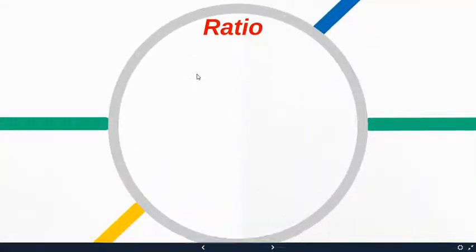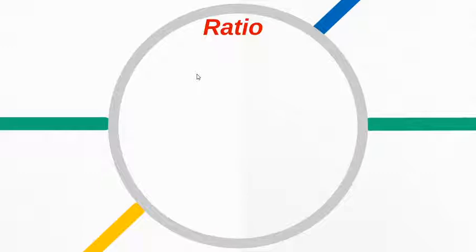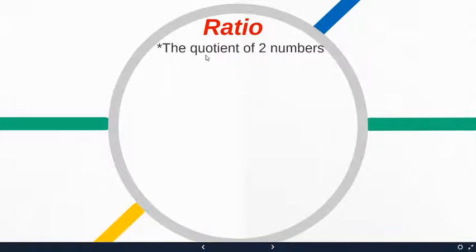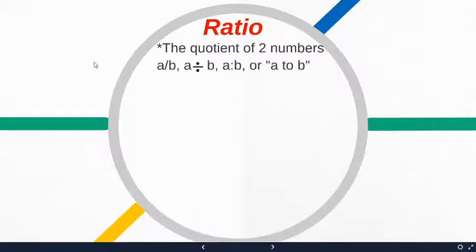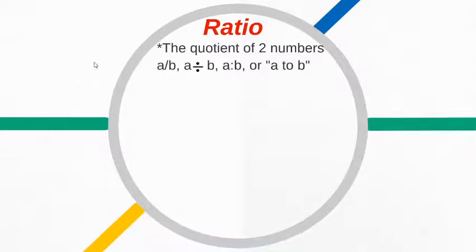So a ratio is anything that can be represented as a fraction, or another way to say that, it's the quotient of two numbers. So, what does the word quotient mean in math? It means that you have two numbers that are being divided. Quotient means to divide in math, just like sum means to add, product means to multiply, difference means to subtract. So, if you can represent anything as a fraction, then you have a ratio.